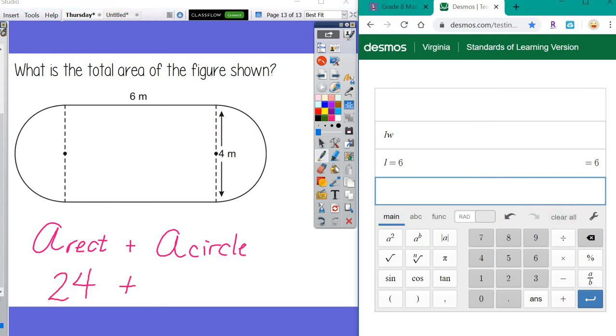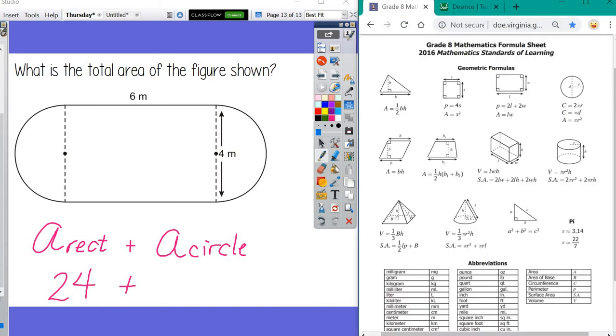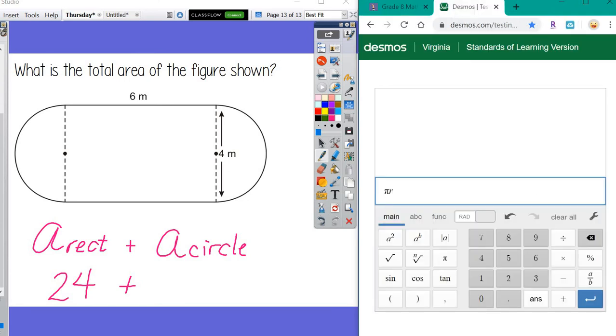And then I'm going to check back with my formula sheet. And we're going to look up the area of a circle. And my formula for the area of a circle is pi r squared. So the only piece of information I need to give the calculator for this one is the radius. But the radius isn't given in this problem. I have to actually think a little bit.